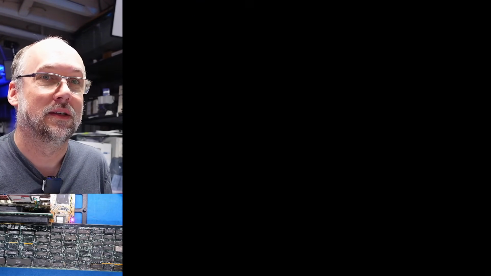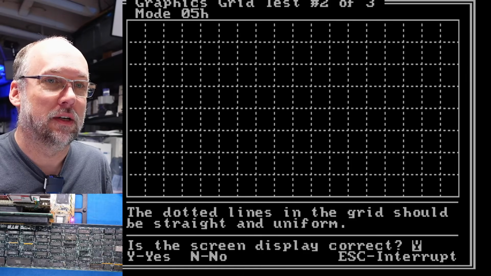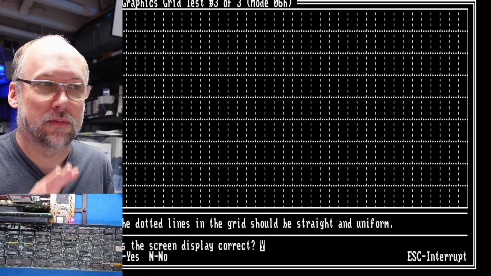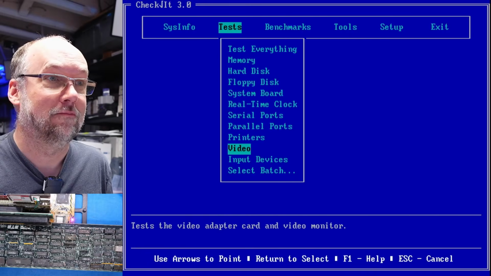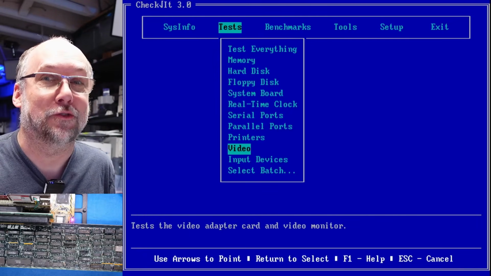Everything is working. 320 by 240 looks good. These modes look perfect. 640 by 200, perfect as well. And then these look good. Yeah, freaking awesome.